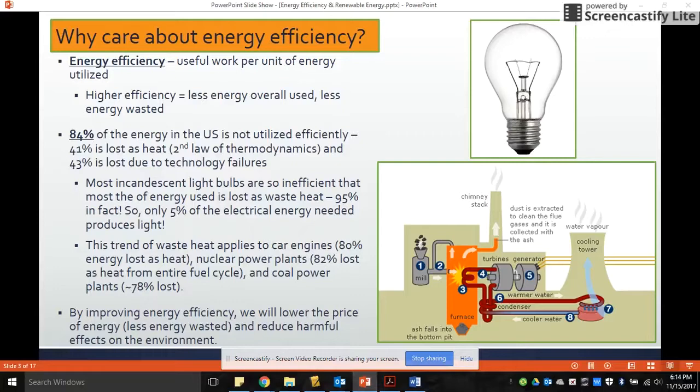So examples of that are the internal combustion engine, or what you drive, the car, or light bulbs over here. So these things called incandescent light bulbs are very, very inefficient. They lose about 90% of the energy they utilized as heat. So if you look down here, 80% of the energy in cars, engines is lost as heat. Nuclear power plants lose 82%, and then a coal power plant is going to lose 78% as heat. So when we increase energy efficiency, we can also decrease the price that we pay as the consumer of energy.